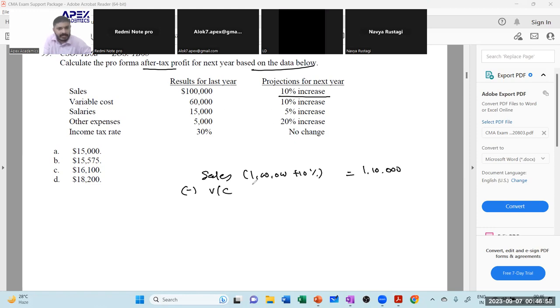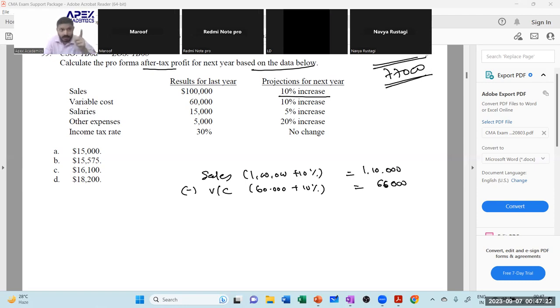Minus variable cost, which was 60,000. It is increasing by 10%. So what will you write here? 66,000. One student had asked me once, why shouldn't this be 77,000? Where did you get this from? Common sense and logic. Can I say that variable cost is 60% of sales, and it is increasing by 10%, so now this is becoming 70%? Yes or no?